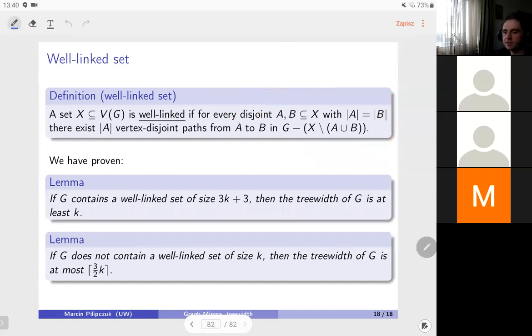I prepared the correct constants here. Having a well-linked set of size 3k plus 3 means that the treewidth is at least k. And no large well-linked sets means that the algorithm will produce a decomposition of about 1.5 times the maximum size of a well-linked set. I thought through the exact constants, and I think these are the ones you can get from the arguments I presented, if you are careful with the plus ones and all these things. Okay, I think that's done.